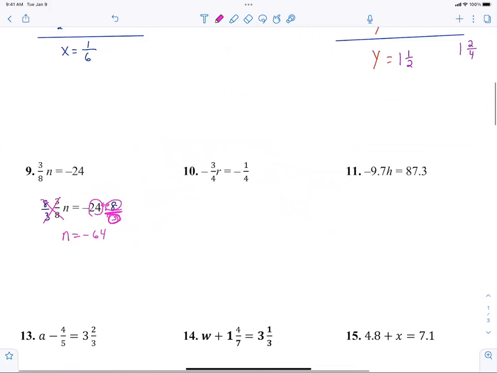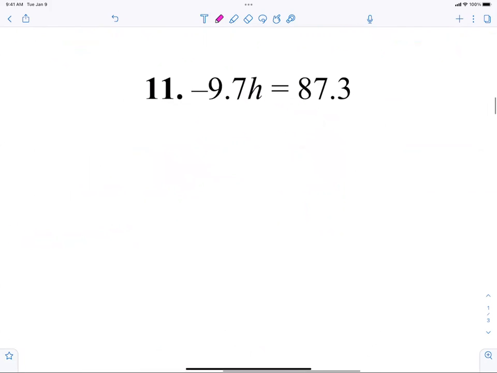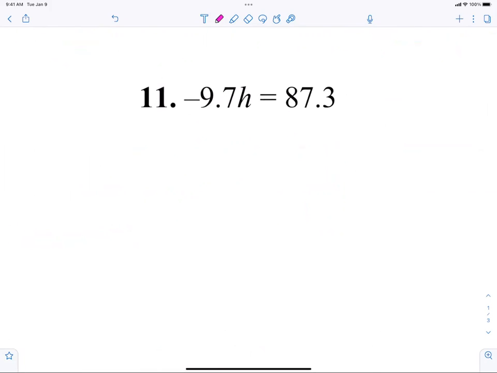That's why I'm asking. All right, over here, now I have a really ugly one. I'm dividing by what? 9.7. Yeah, I'm going to divide by -9.7. And so now I want everybody to put H equals. Is it going to be a positive or a negative? Positive.